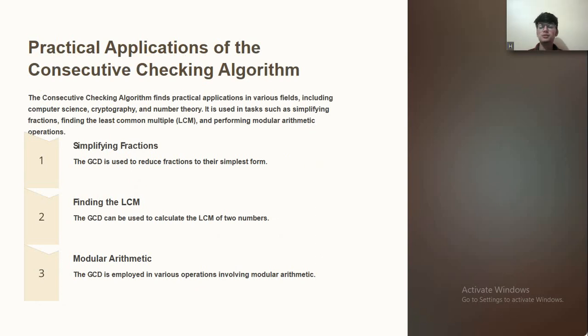Practical applications of the consecutive checking algorithm. The consecutive checking algorithm finds practical applications in various fields, including computer science, cryptography, and number theory. It is used in tasks such as simplifying fractions, finding the least common multiple, that is LCM, and performing modular arithmetic operations. Simplifying fractions: the GCD is used to reduce fractions to their simplest form. Finding the LCM: the GCD can be used to calculate the LCM of two numbers. Modular arithmetic: the GCD is employed in various operations involving modular arithmetic.